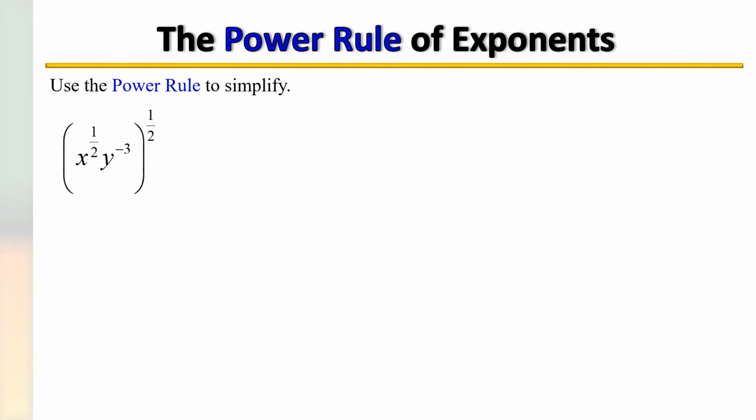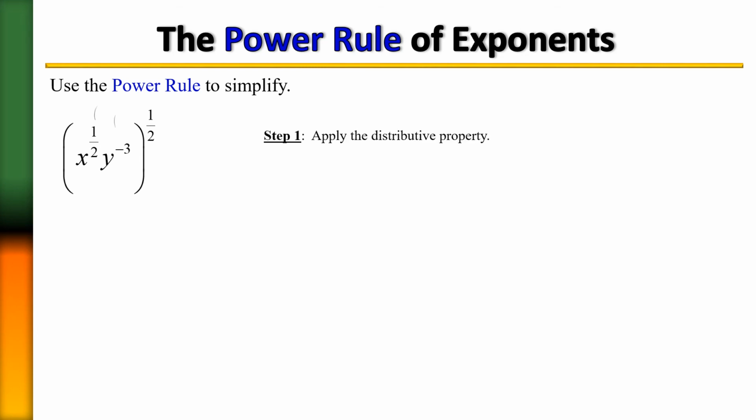Continuing on with the power rule, we have 2 terms on the inside, and we're going to raise both terms to the 1/2 power, which means we're going to multiply their exponents. So with the x, we're going to have 1/2 times 1/2. With the y, we're going to have -3 times 1/2. So let's do that. Now we have x to the 1/4, y to the -3/2.